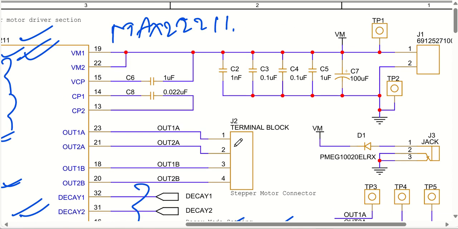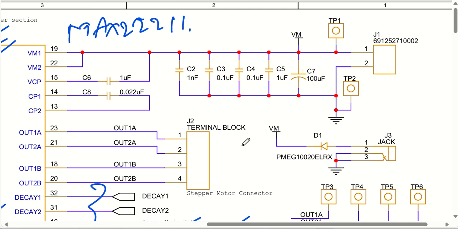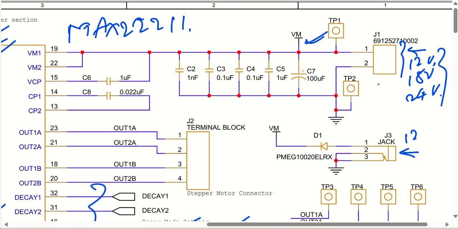Now coming back to the power supply side. I have given you the option of one connector to be connected. This is a terminal block connector which will take your main input, like a 12-volt input or maybe an 18-volt input or 24-volt input. So any of these voltage inputs you can give. Otherwise, if you want, you can directly connect an adapter jack of, let us say, 12 volt or maybe 15 volt.